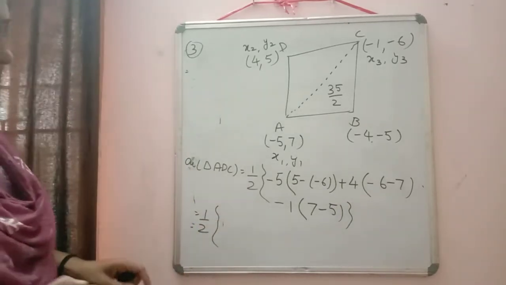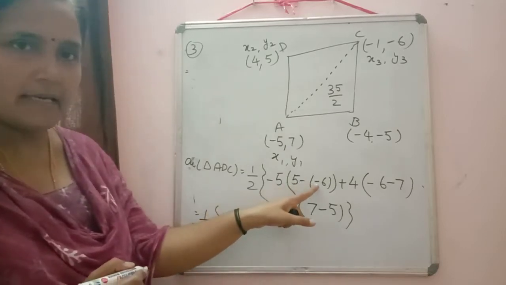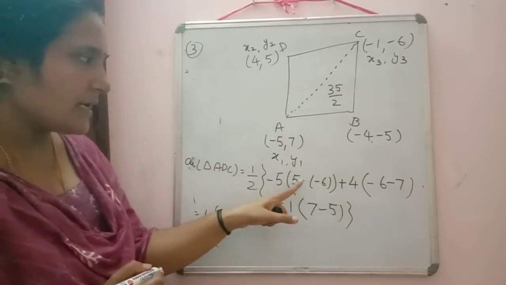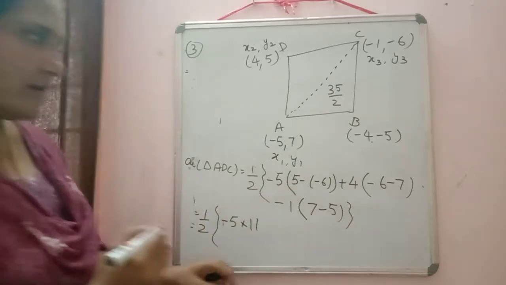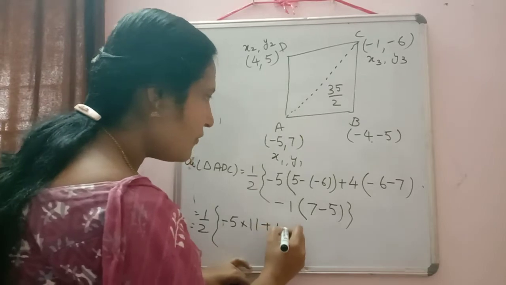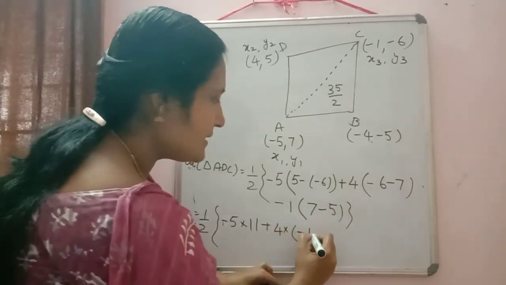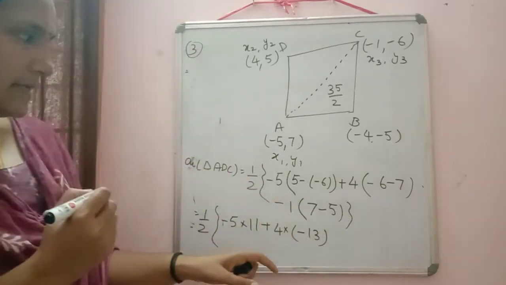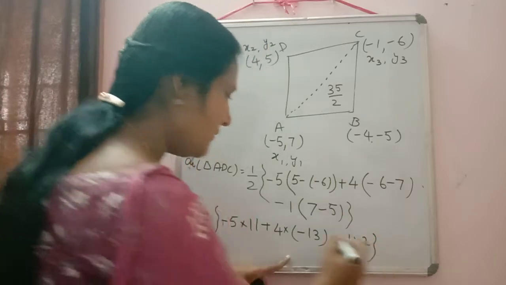Half into minus 5 into 5. Minus into minus will be equal to plus. So we are getting 5 plus 6, that will be equal to 11. Plus 4 into minus 6 minus 7 will be equal to minus 13. Plus minus 7 minus 5 will be equal to 2.